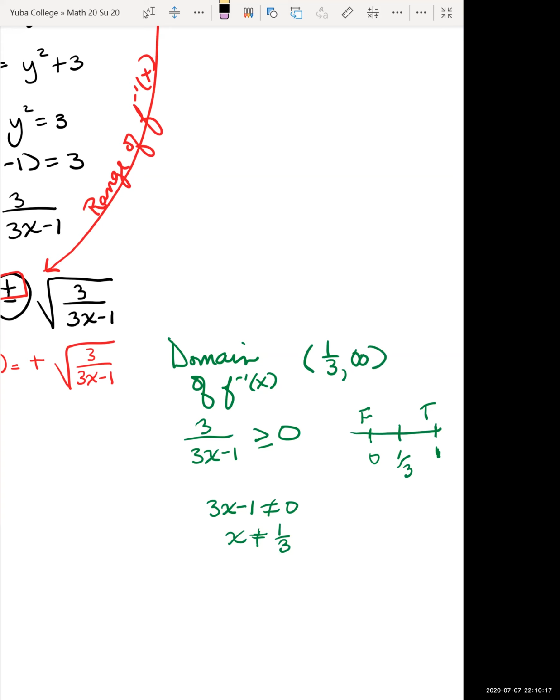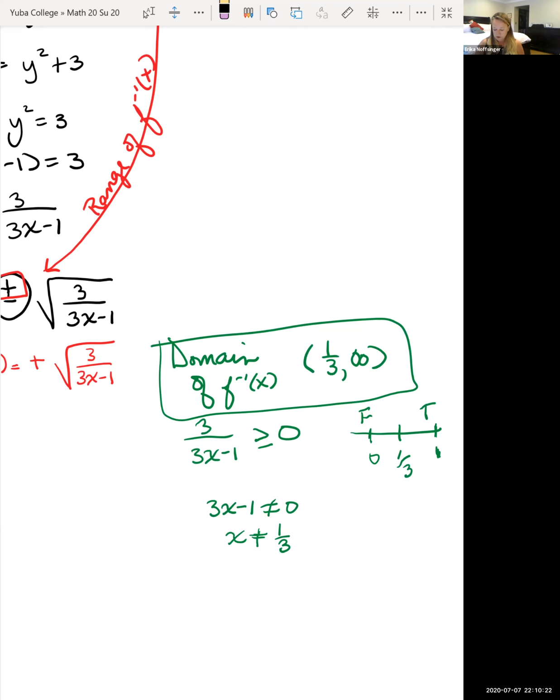So why can't it be between 0 and 1/3? If you choose a number in between here, you'll see that it's also false. 0 was the value I just chose to the left of 1/3. So you have to just choose one point when you find the critical numbers, which 1/3 is the only critical number here. It's the only number that sets this rational inequality undefined.